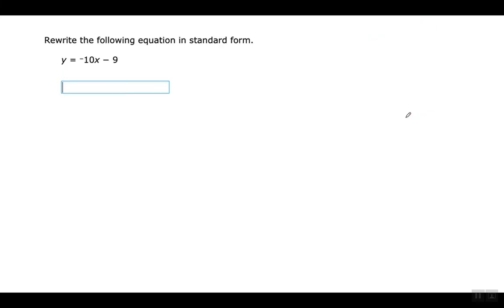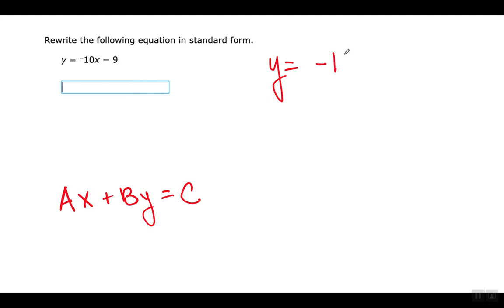Alright, moving on to the next example. This is basically the same thing. So again, standard form has to look like this. So if they give me y equals negative 10x minus 9, a lot of these you could just do mental math. Alright, you could do this one mentally, very simple, very simple.